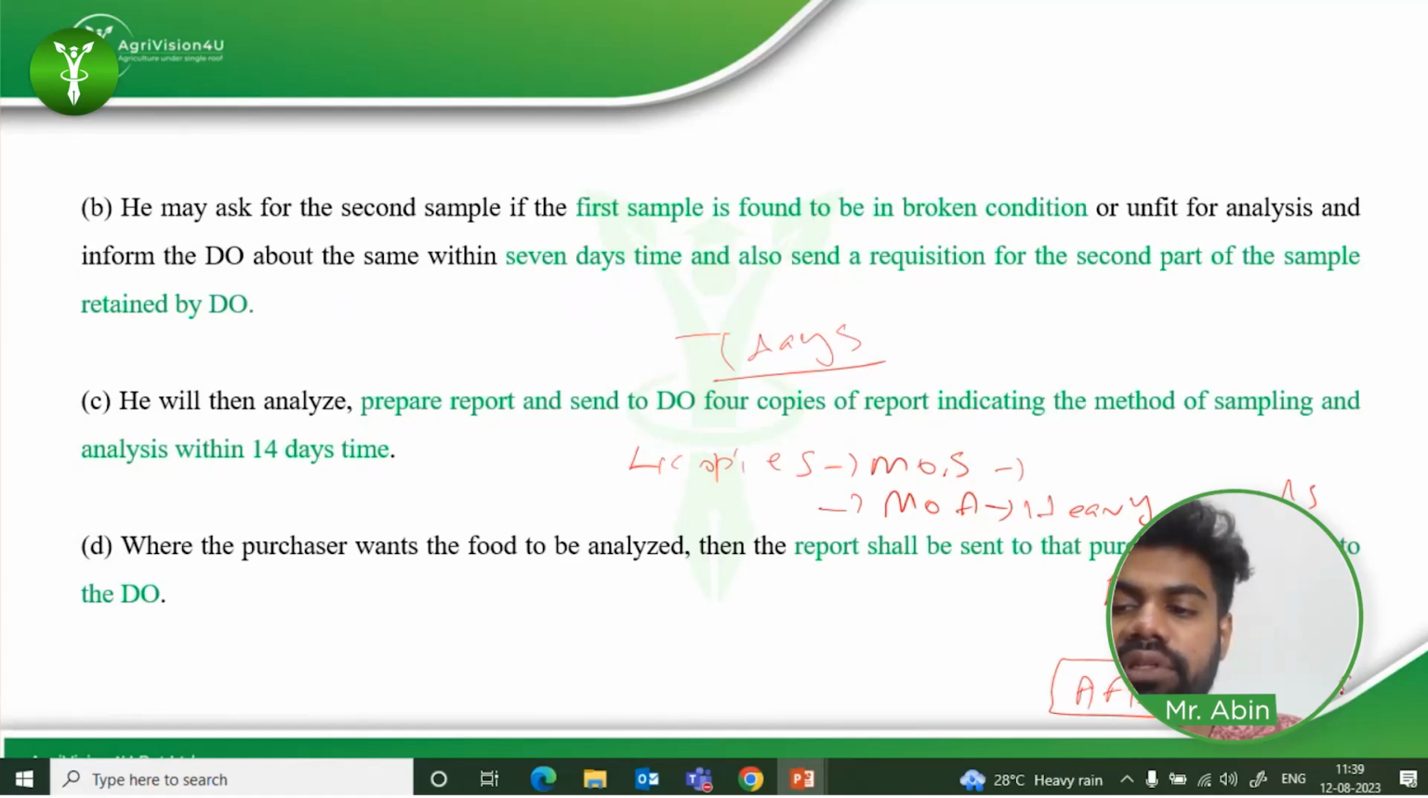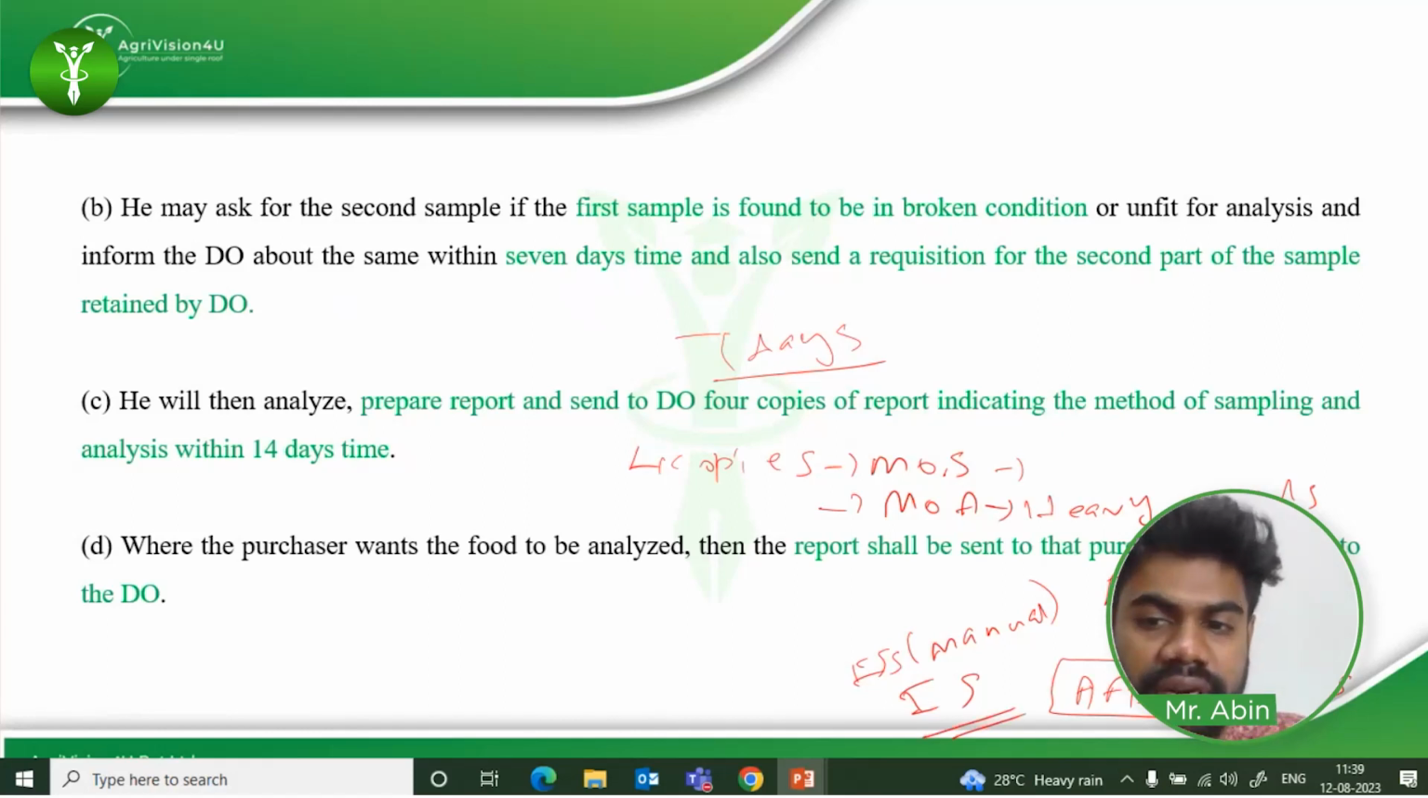So whatever the method is given under the FSS manual or the IS method, he will be specifying under this. But if the purchaser wants the food to be analyzed, the report shall be sent to that purchaser with a copy to the DO. This is like the fourth part which I have already told you.